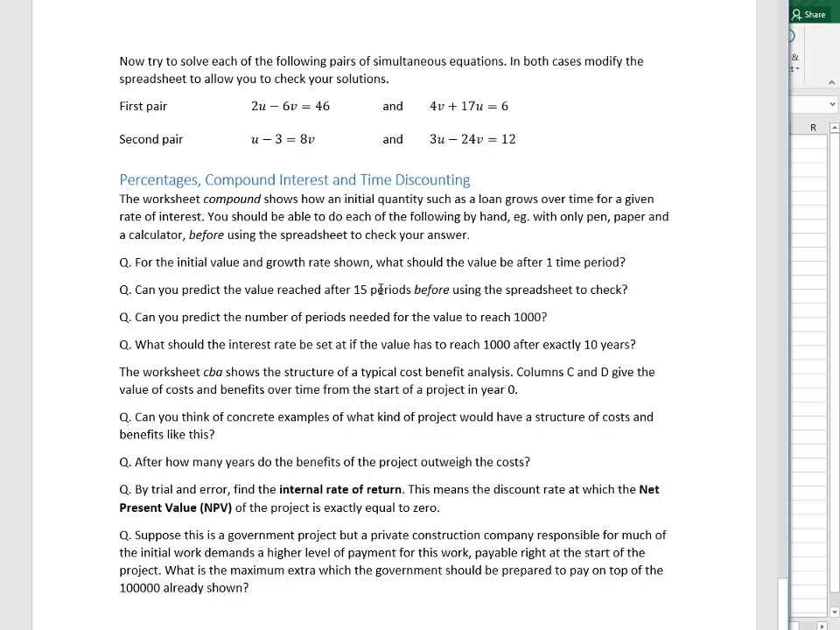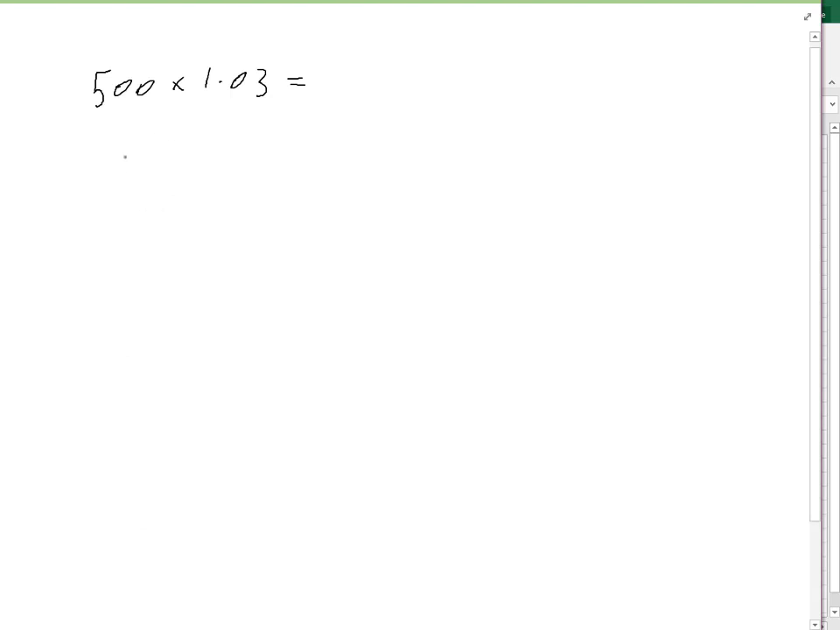Okay, can you predict the value reached after 15 periods before using the spreadsheet to check? So if you're trying to do this for 15 periods, it'd be 500 times 1.03 times 1.03 again to the second, third, fourth, so it would just be like this. So 500 times 1.03 to the power 15 will give you the predicted answer.